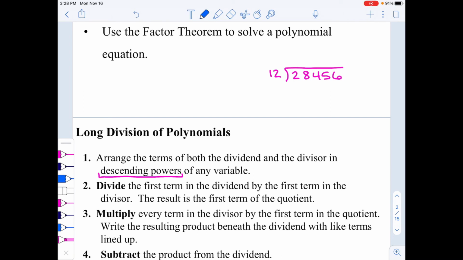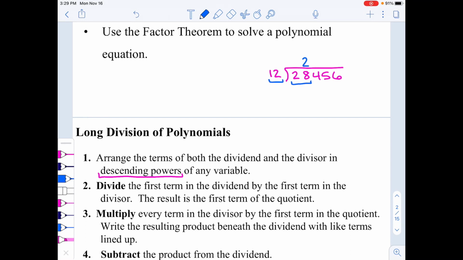So step number 2 says to divide the first term in the dividend by the first term in the divisor. Just like you would do with regular long division, we have a 12. We obviously can't divide just into a 2. We have to divide into a 28. And we figure out how many times does 12 go into 28? Well, it goes in 2 times, and the location of that 2 would always be on top of that number that you used, right? That last number that we used, 28. So the 2 goes above the 8.